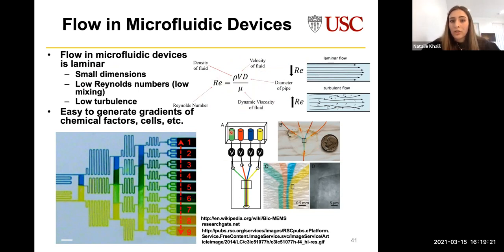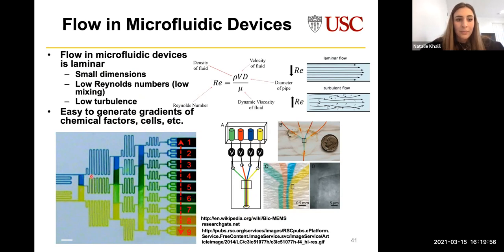And so this is depicted here in this figure. If we introduce 4 differently colored dyes into a microfluidic device and allow them to merge at one channel, you can see that there is no mixing of the differently colored dyes. So they'll flow parallel to one another throughout the channel. And again, this is because we're working with really small dimensions and flow is laminar in microfluidic devices.